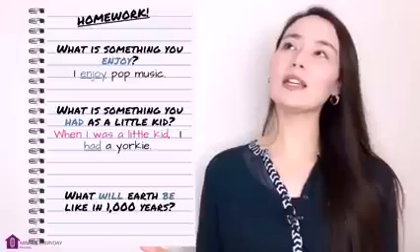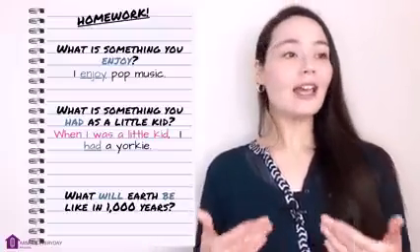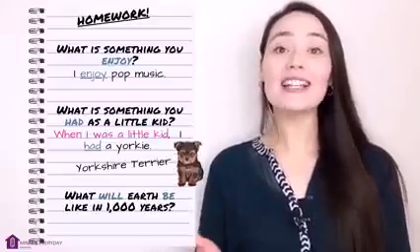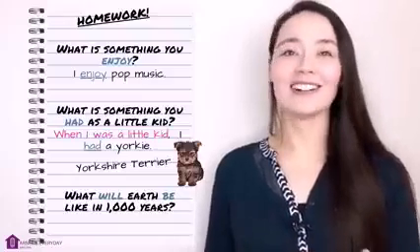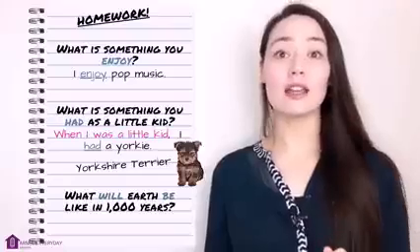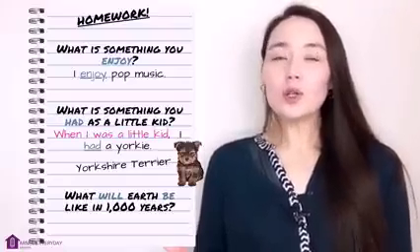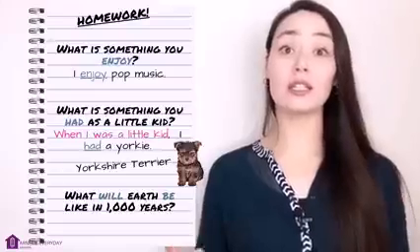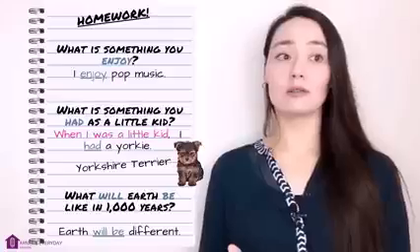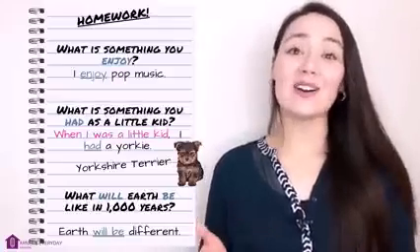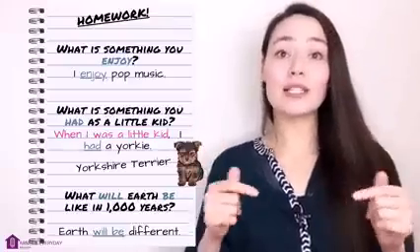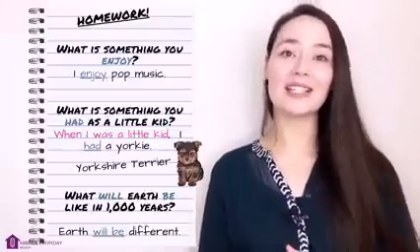When I was a little kid, specific time, I had a Yorkie. A Yorkie is a short name for a Yorkshire Terrier. They're cute little dogs, aren't they? So I had a Yorkie. Future state. What will Earth be like in 1,000 years? Earth will be different. So use these questions here to practice. If you want, even give me a few examples down below. I would love to see your examples.